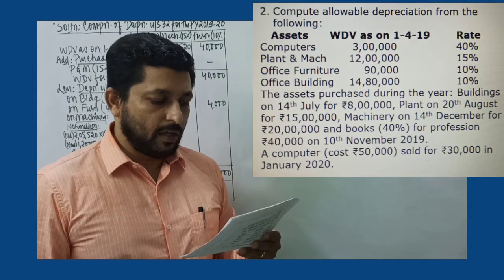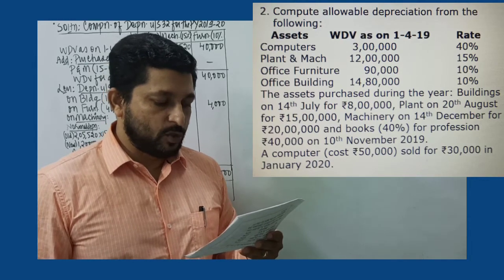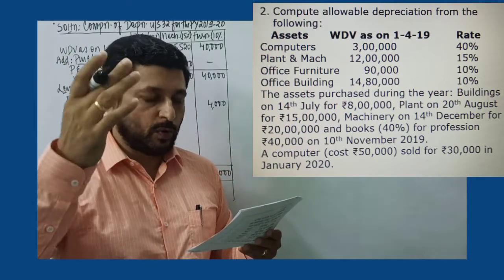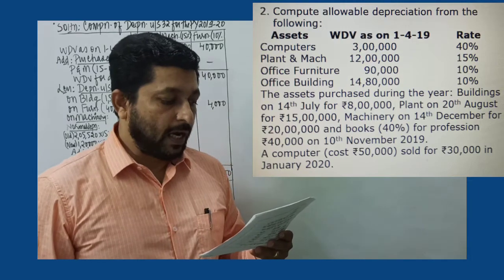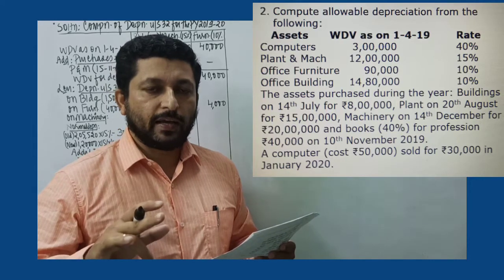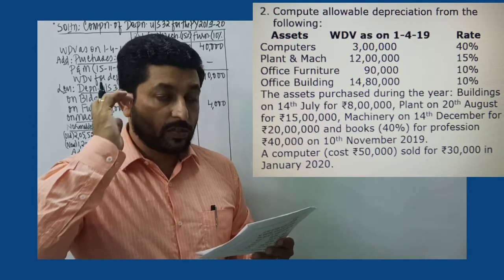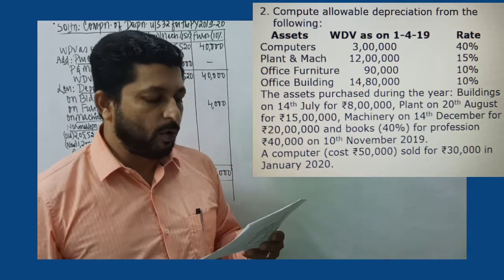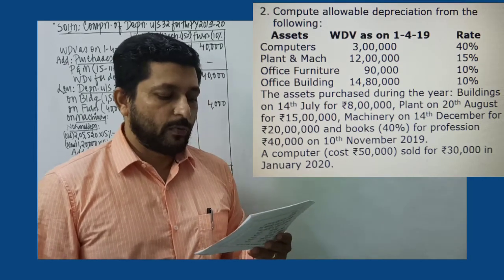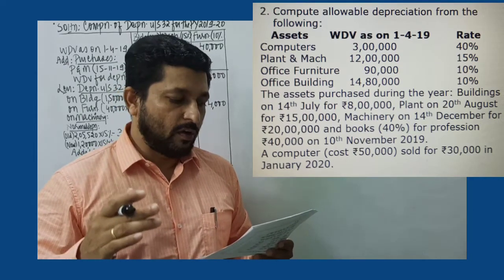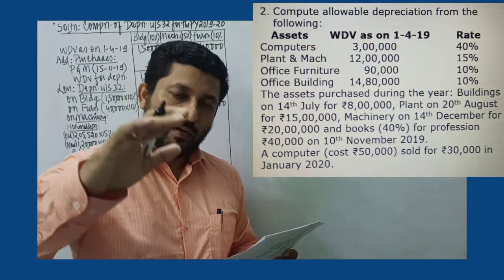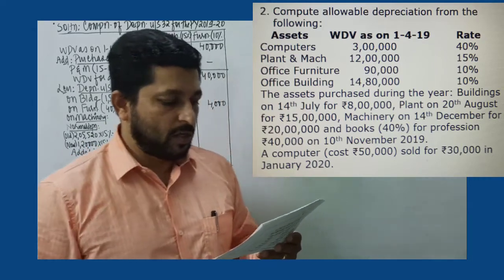And office building is 14 lakh 80,000, depreciation rate is 10%. The assets purchased during the year: building was purchased on 14th of July for rupees 8 lakh. 14th of July to 31st of March is used for more than 180 days. Then plant is purchased on 20th of August for rupees 15 lakh. So on this new plant worth 15 lakh rupees, full year's depreciation will be charged, because 20th August to 31st March is definitely more than 180 days. Then there is machinery purchased on 14th of December for 20 lakh. 14th December to 31st March 2020 is less than 180 days. So half year's depreciation has to be charged.